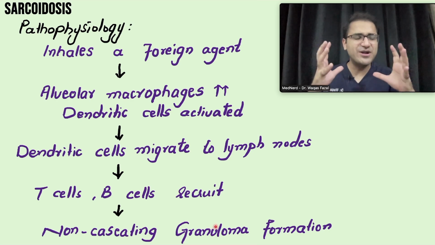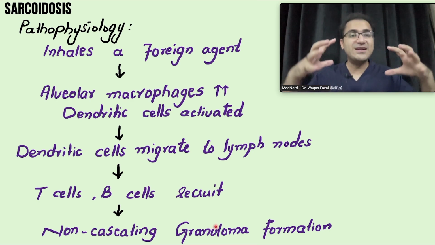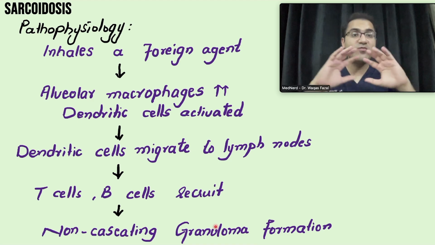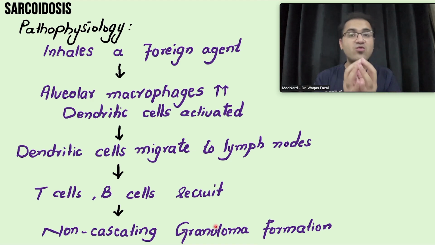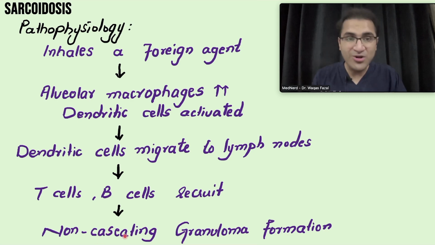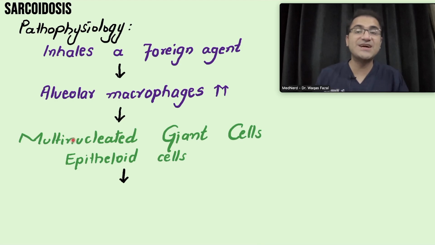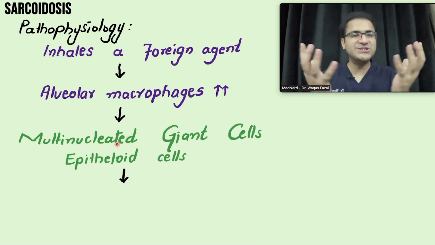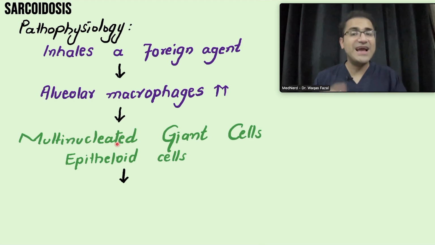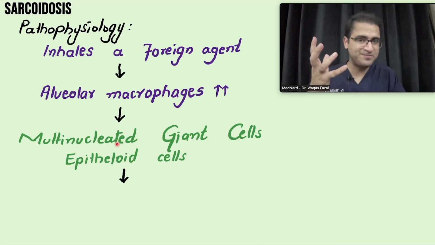Granulomas are activated huge macrophages, and they form a bundle of macrophages. They collect together around this foreign agent, resulting in a granuloma. But remember, these are non-caseating granulomas. They do not have a central necrotic area. Other than that, whenever a foreign agent is inhaled, alveolar macrophages get activated, and these alveolar macrophages get converted to multinucleated giant cells and epithelioid cells, and these form the granulomas.